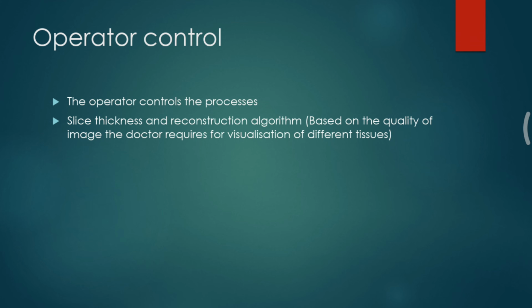So once the image is captured by the data acquisition system, it is then the operator controls the process. So the radiographer, who has a basic understanding about what's the need for this particular CT scan, tries to change certain settings. So the advantage of this is based on the quality of the image the doctor requires. The doctor has ordered for visualization of different tissues, the controls can be changed. This is called a reconstruction algorithm.